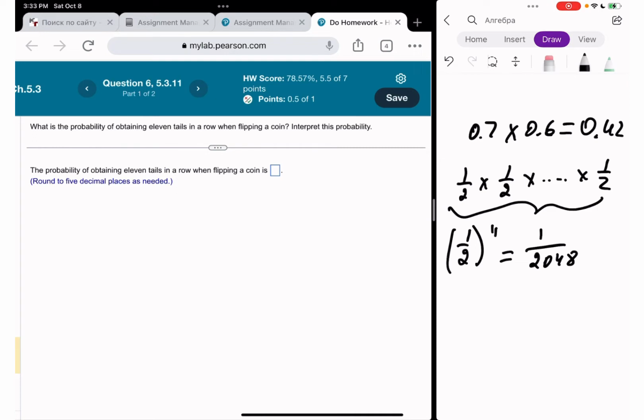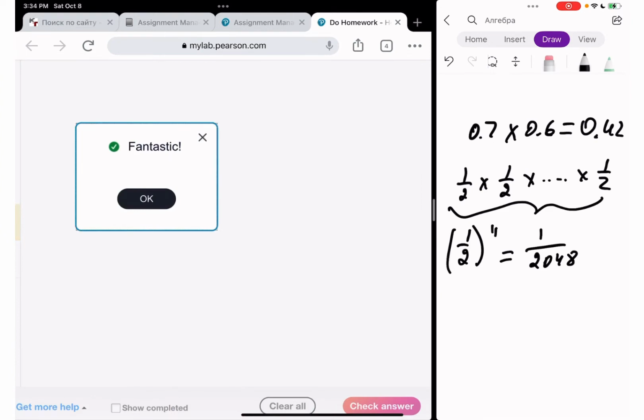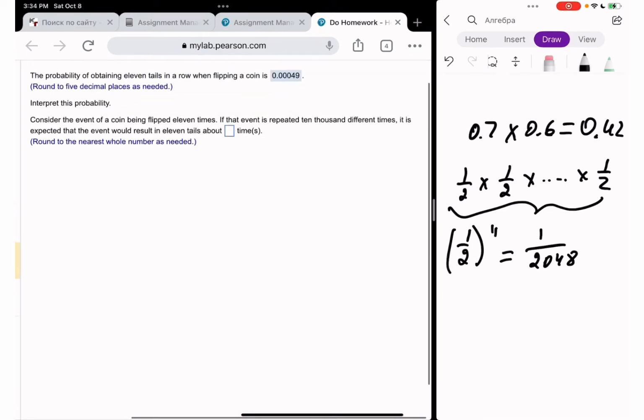So 1 divided by 2048, we are getting how much? 5 decimal, okay. Let me type 0.00049, rounding to 5 decimals. Fantastic. Okay. Next question. Interpret the probability.